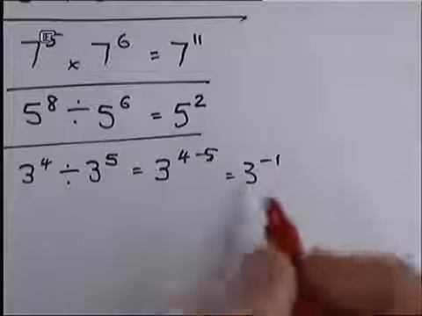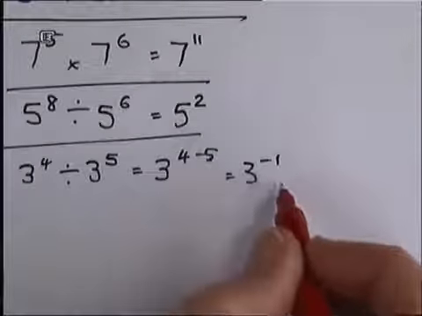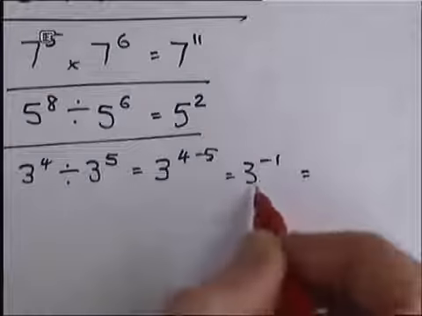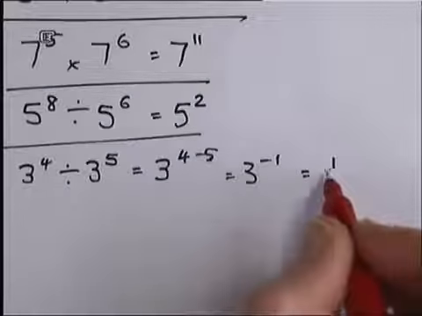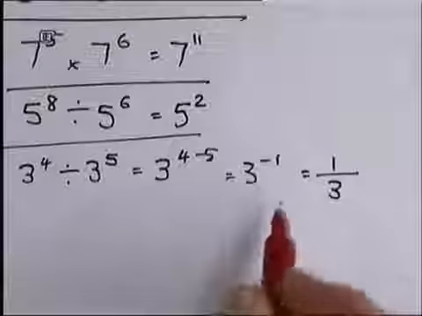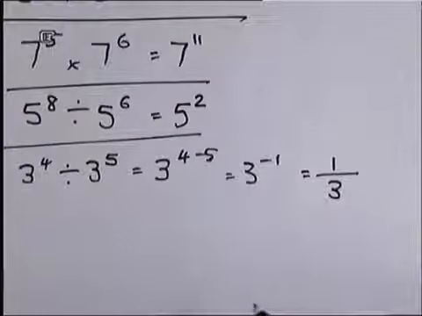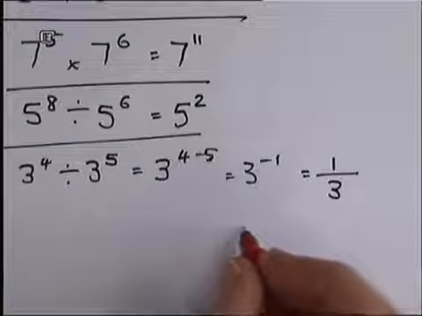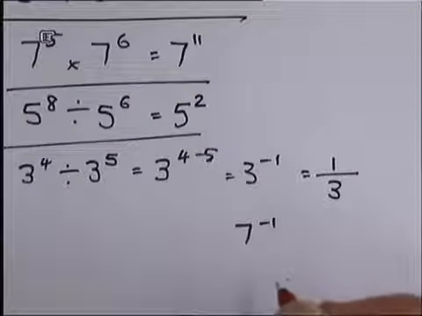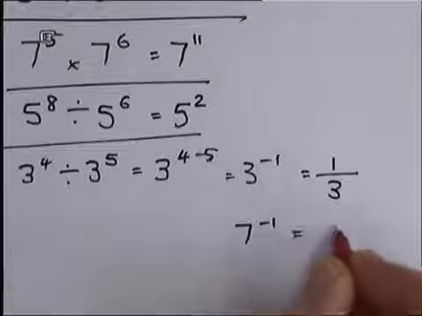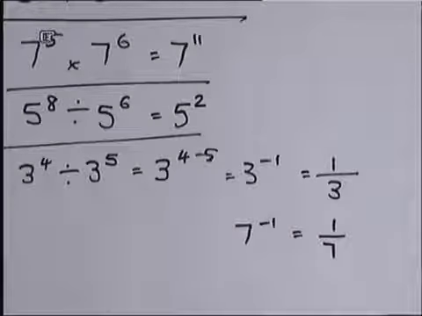It's also worth mentioning at this point, any number to the power of minus 1 is the same as 1 over that number. So 3 to the power of minus 1 is the same as 1 over 3, or 1/3. If I'd got 7 to the power of minus 1 from another question, that would be the same as 1 over 7.